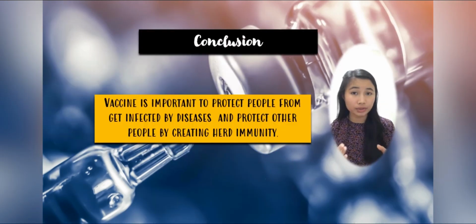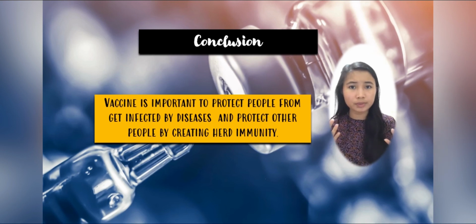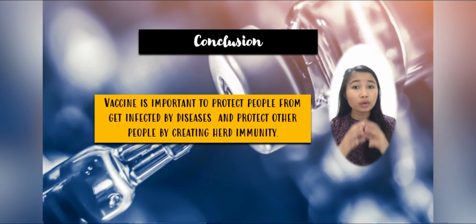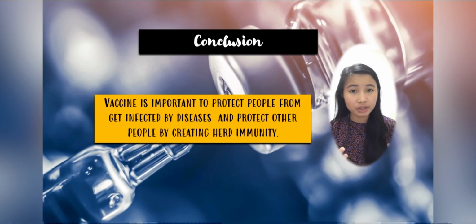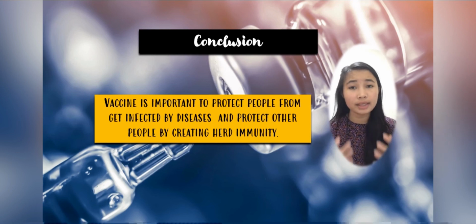As a conclusion, vaccines are very much related to the human body's immune system. In fact, they help our immune systems to protect ourselves from infectious and deadly diseases. Also, vaccines not only protect ourselves, but also other people around us.